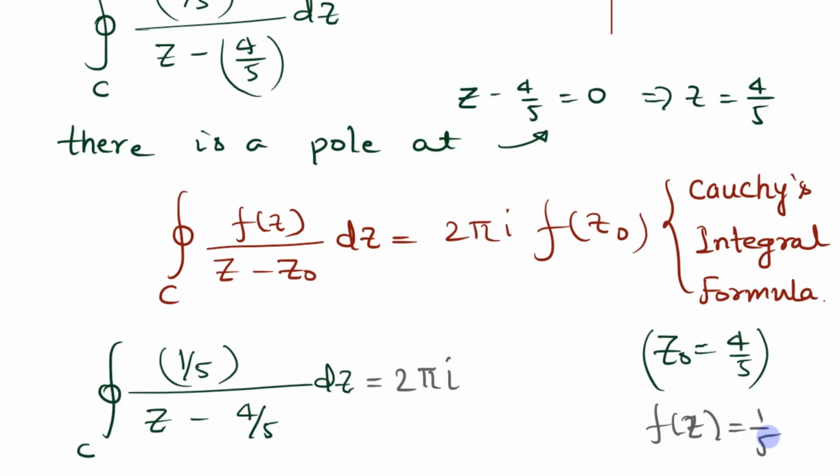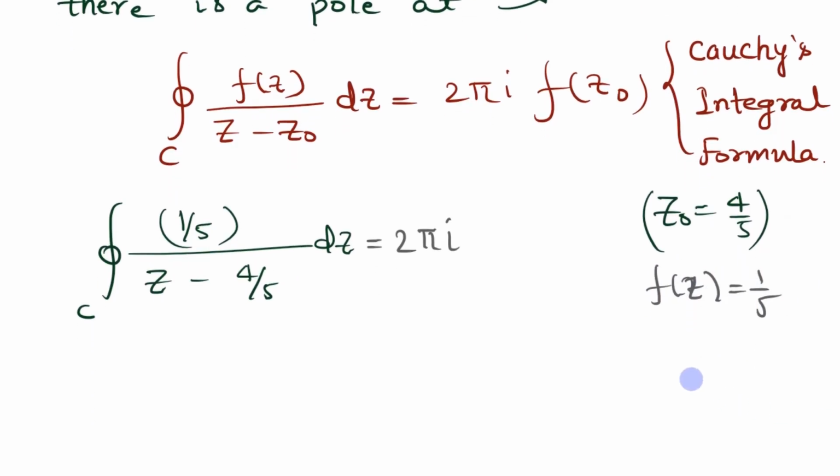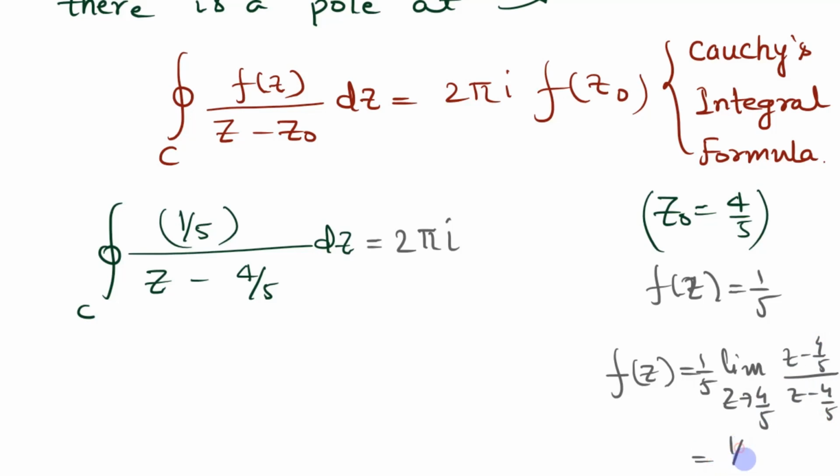So that means it does not depend on z, and this is not possible here, right? So we can write f of z will be equal to 1 upon 5 times the limit as z tends to 4 by 5 of z minus 4 by 5 divided by z minus 4 by 5, and this will ultimately be 1 by 5. Okay, so we can write here into 1 by 5.